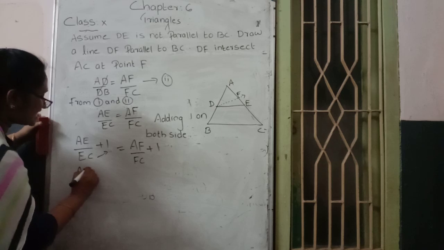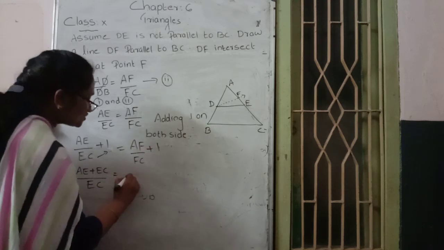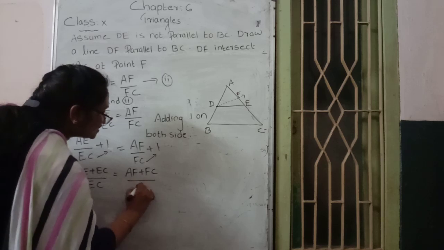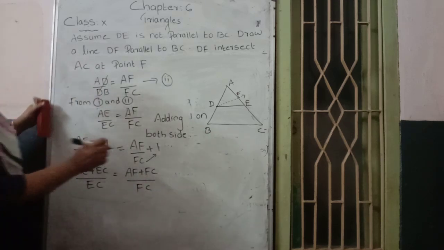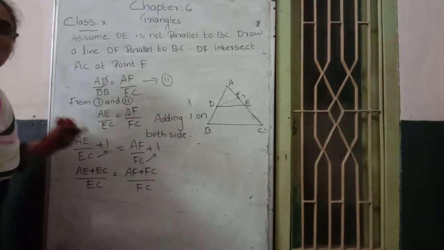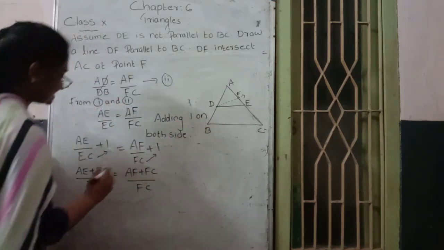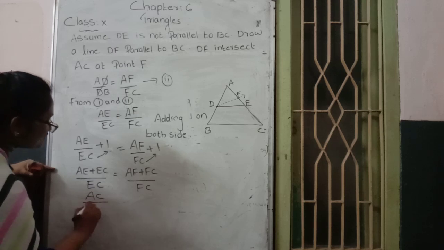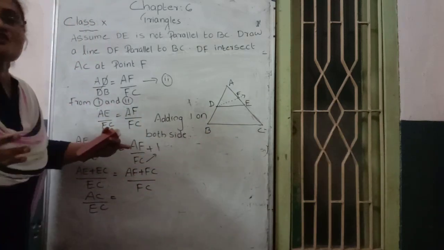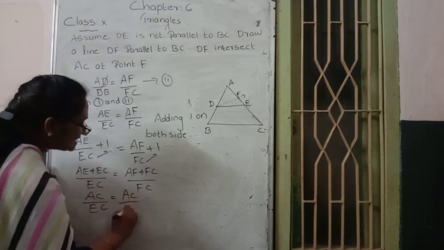So we can write it as AE plus EC by the same denominator EC. Here also, cross multiply, AF plus FC divided by FC. Then look at the numerator part, AE plus EC. Add means join. When those two lines are joined, we get which line? The big line AC. Instead of the numerator we can write AC by EC. On the right side also, AF plus FC. Those two small lines joined give the full line, so the numerator becomes AC by FC.